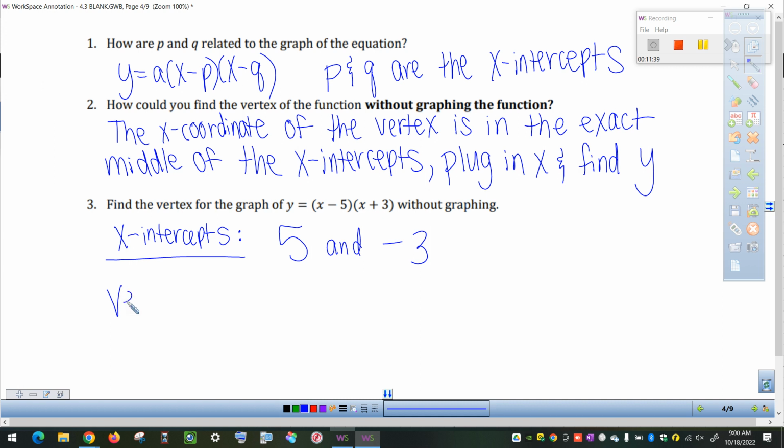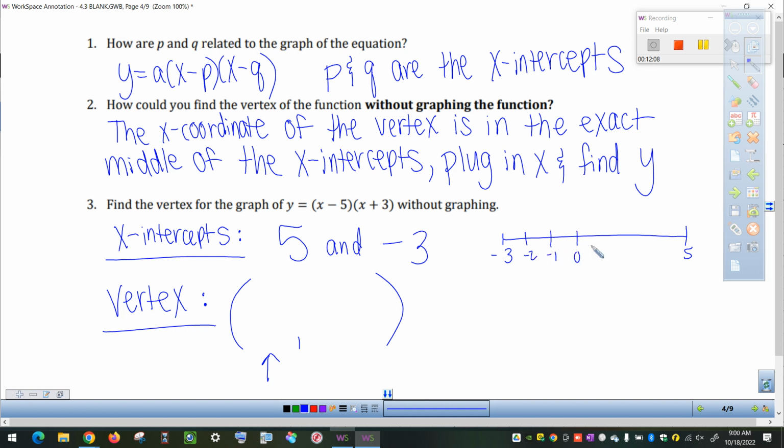Now the next thing we need to do is find what number is in the exact middle of 5 and negative 3, because that's going to end up being the x value of our vertex. There's a couple of ways we can do this. It says to do this without graphing, but it doesn't say that we can't use the help of a number line. So we could just think about drawing out a number line. This could represent the x-axis, and I'm just going to put in a few labels so I can see all of the positions from negative 3 to 5.